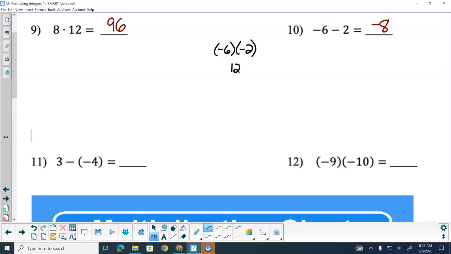Number 11. What do we got? What was the key word in there? The minus. It's a subtraction. Right? So what is 3 minus negative 4? How much? 7? Do we agree with 7? Because we start at 3. We go up because we're subtracting a negative. Up 4 gets me to 7. Love it. Negative 9 times negative 10. 90, positive or negative? Positive because they're both the same sign.